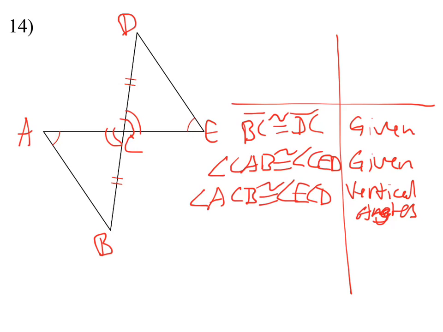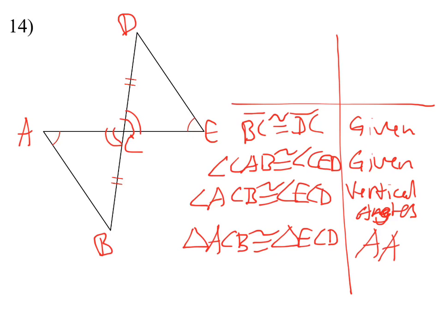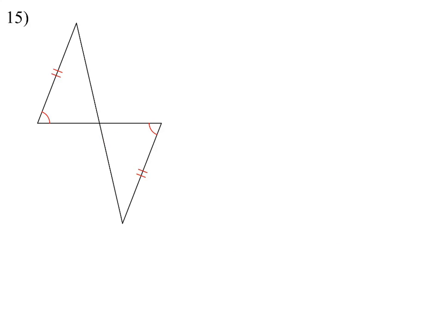And then since I have angle side, I now know that those two triangles are congruent. So triangle ACB is congruent to triangle ECD. And make sure you have the letters in the correct order so they match up. And we know that's true because of angle, side. And that brings us to 15.